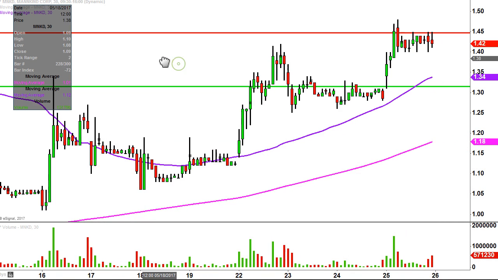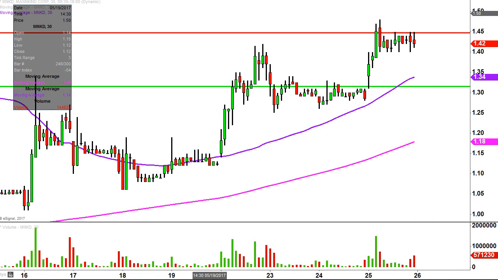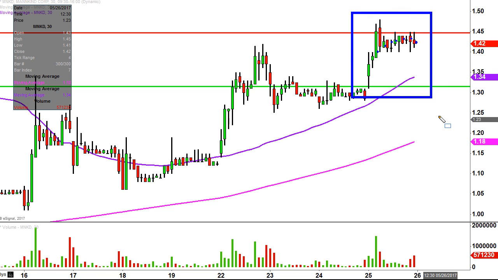Real quick, what do I mean by 30-minute, in case maybe you're new to charts? Instead of each one of these candlesticks representing one day's worth of price action, which is what you would normally see, each one represents 30 minutes. So all this here may look like several days' worth of time. It's actually just today's price action broken down into 30-minute time slices.